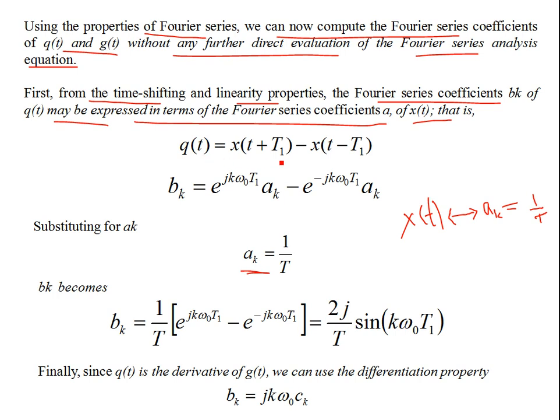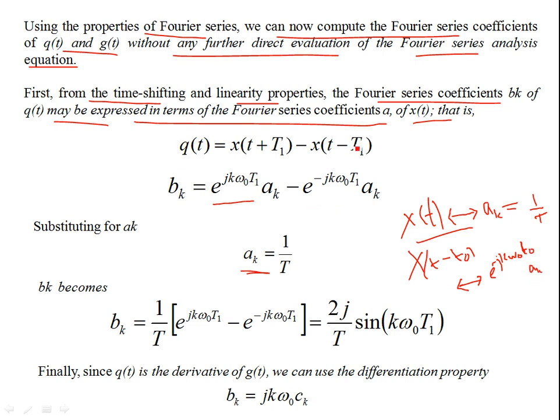So q(t) is again x(t plus t1) minus x(t minus t1). That means in terms of a_k, since a_k is the Fourier coefficient of x(t), this becomes e^(jk omega naught t1), because of the shift. So x(t minus t naught), you remember, simply implies that the Fourier coefficients will be e^(minus jk omega naught t naught) times a_k.